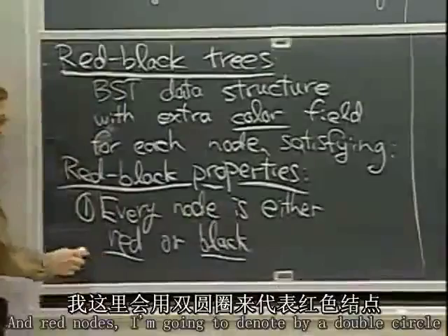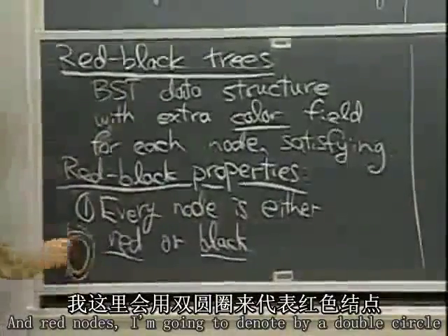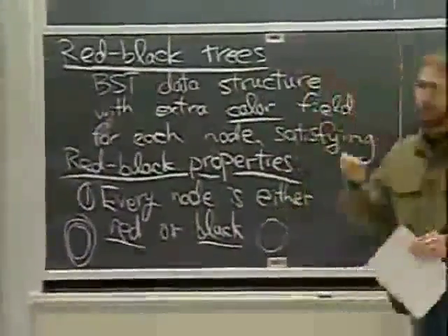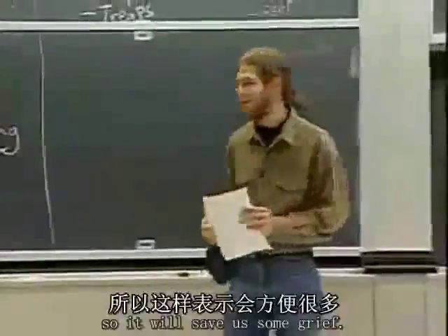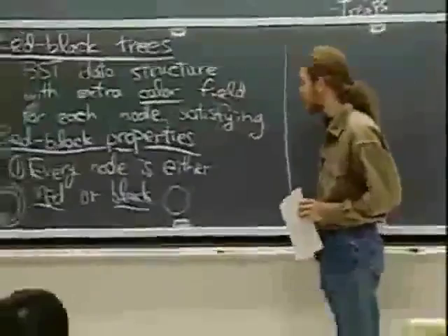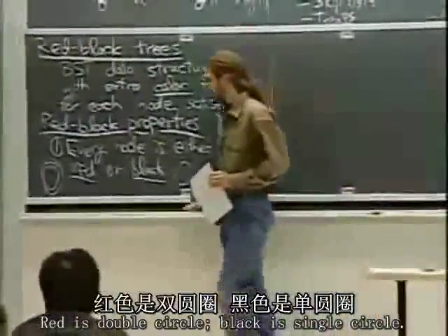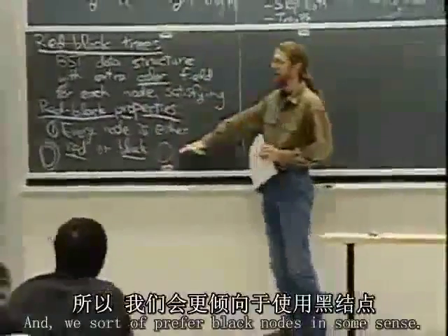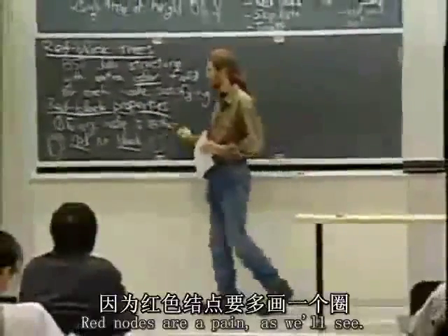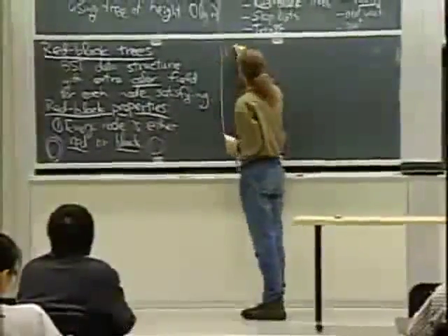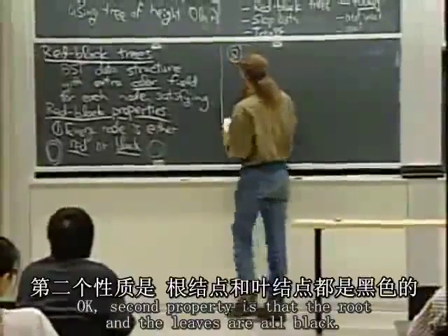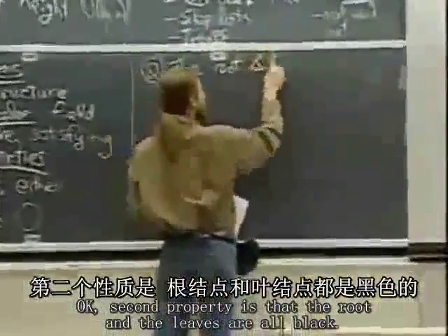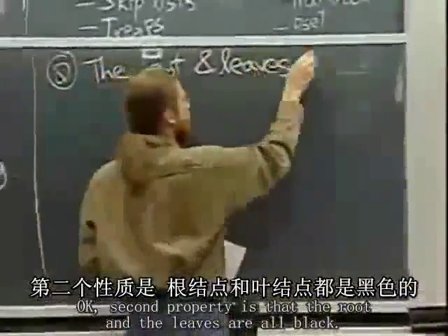And red nodes I'm going to denote by a double circle because I don't have colored chalk here. And black nodes will be a single circle. And you probably don't have colored pens either, so save us some grief. Red is double circle, black is single circle. And we sort of prefer black nodes in some sense. Red nodes are a pain, as we'll see. Okay, second property is that the root and the leaves are all black.